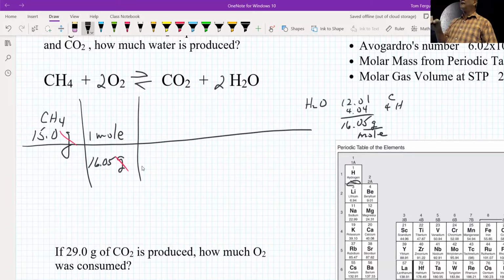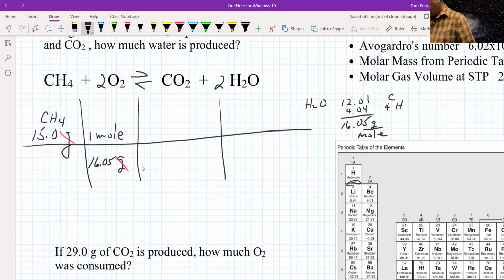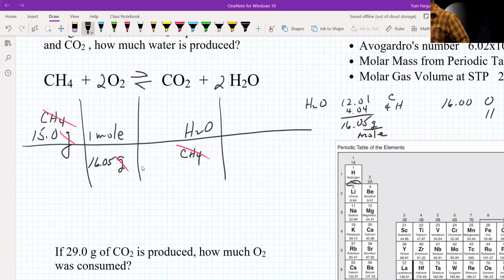Now we have moles of methane. We don't want moles of methane. We're trying to calculate moles of water. That's where the balanced equation comes in. So I'm going to put methane in the bottom so it cancels. Water on top. So now, if we did this calculation, we ended up with moles of water, not grams of water. So now we have to convert the moles of water to grams of water. So we need the molar mass for water. Okay, oxygen is 16, hydrogen is 1.01.